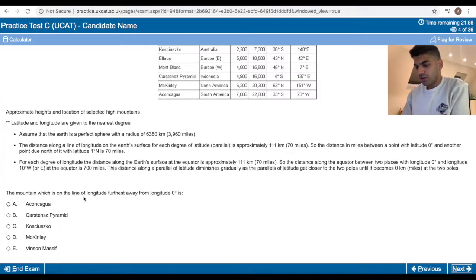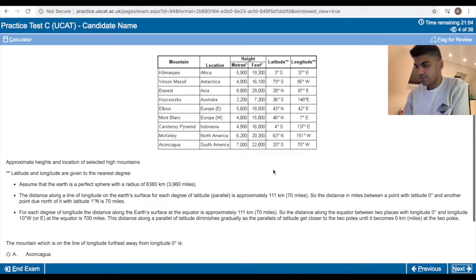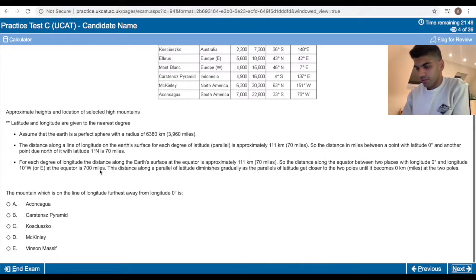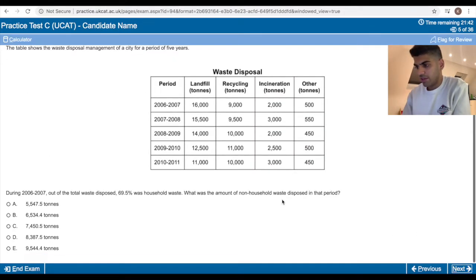The mountain which is on the line of longitude furthest away from longitude zero is, so we want the highest longitude value. So that's McKinley. Summarize the bullet points, have some things tricking you out, but I don't really have time to check. I'm just going to take a punt on that.